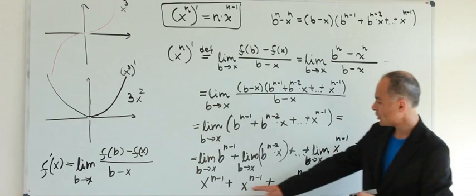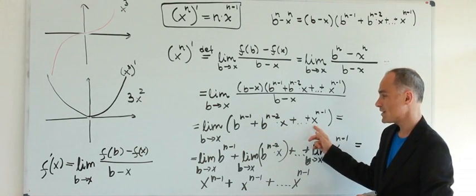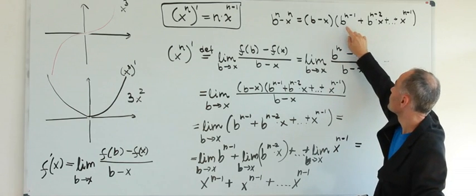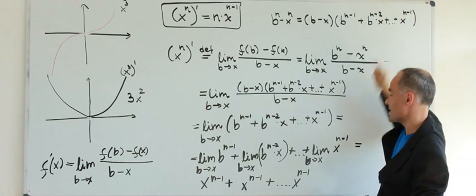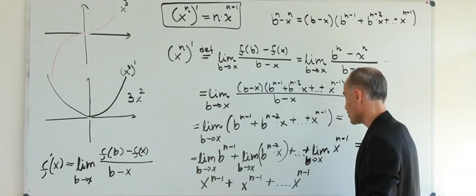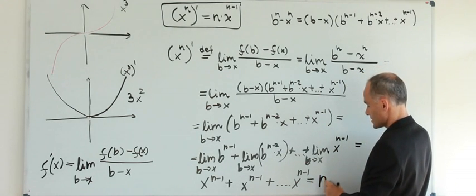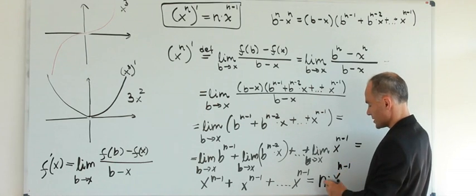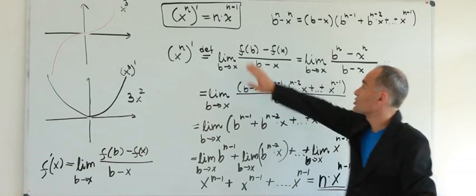So how many of these terms do I have? 1, 2, 3, 4, how many? Well, let's take a look. Here it's the first, the second, so the last one is the nth term. We have n terms. So it's n times x to the power n minus 1. And that's exactly what I wanted to show.